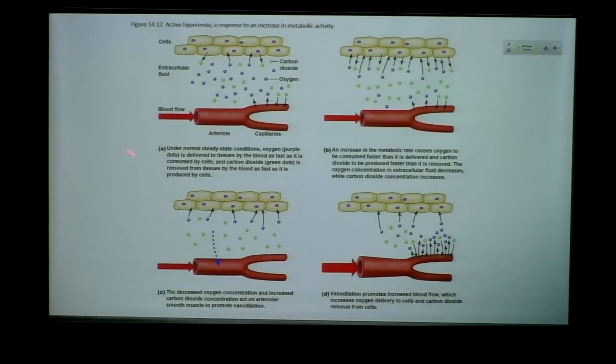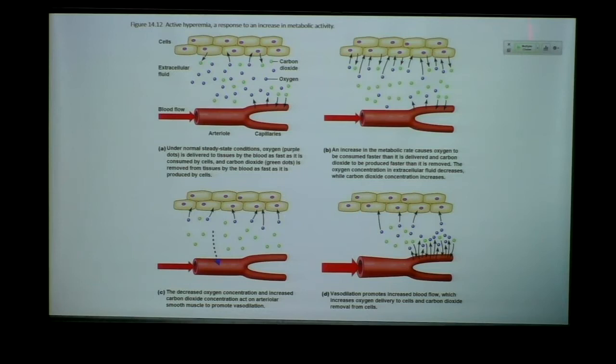All right, and this slide pretty much highlights that very same phenomenon. So we have blood flow, we have the arteriole, and we have the capillary bed to a specific tissue. Under normal steady state circumstances, we can see the blue dots are pretty much matching the green dots. So that's carbon dioxide removal and oxygen delivery, and that is being matched pretty much for the most part.